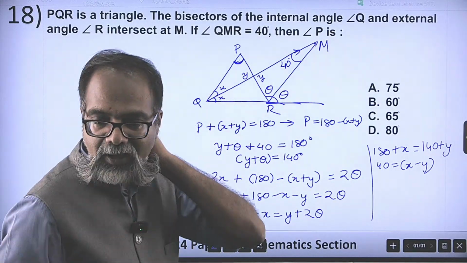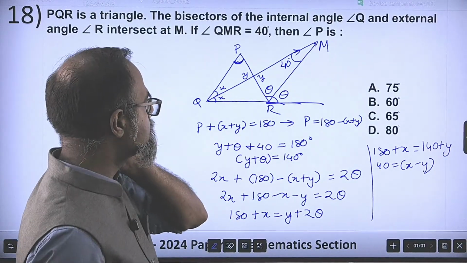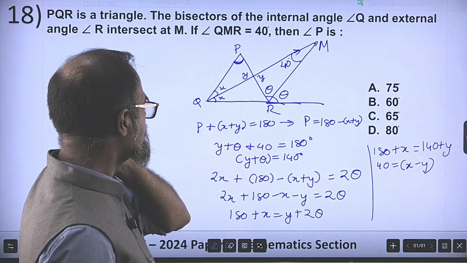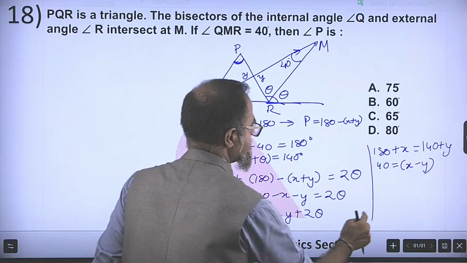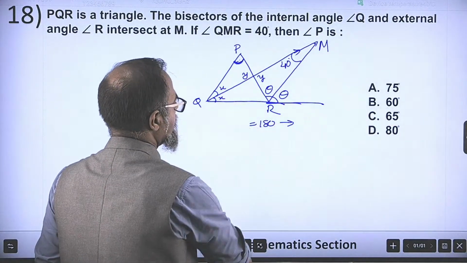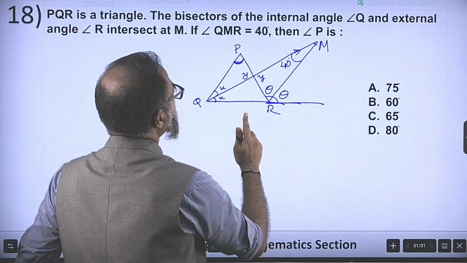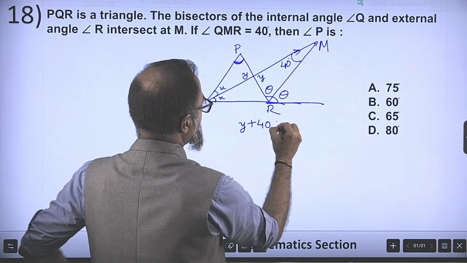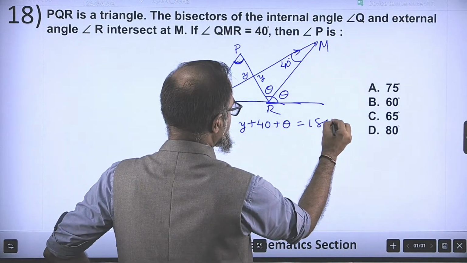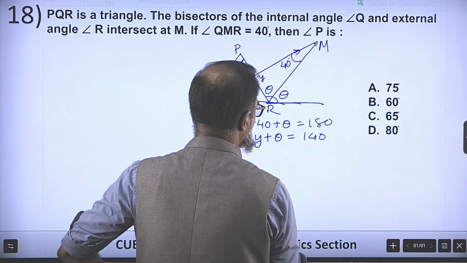Does it really help me in any way? I'm getting a bit lost in my calculations. Let's reset. Okay, step by step. I know that y plus 40 plus theta is 180. So y plus theta is 140.